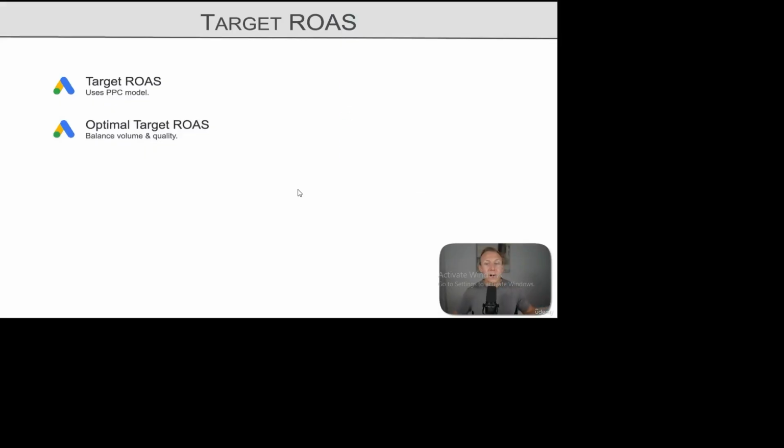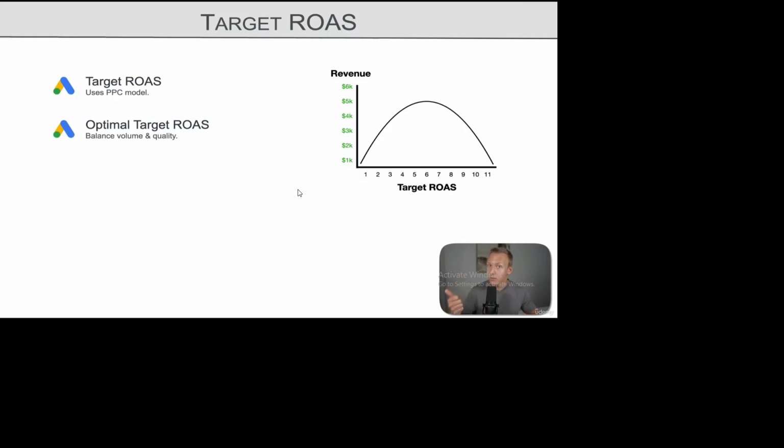So let's have a more practical example. Let's look at this diagram here. To the left, we have the actual revenue that we're making, and then down below, we have the target return on ad spend. Now, there is going to be an optimal point where you're getting the most revenue for the target ROAS that you're setting. Again, this is going to depend on how many searches it has, that is the volume, and the cost associated with those specific keywords for that product.